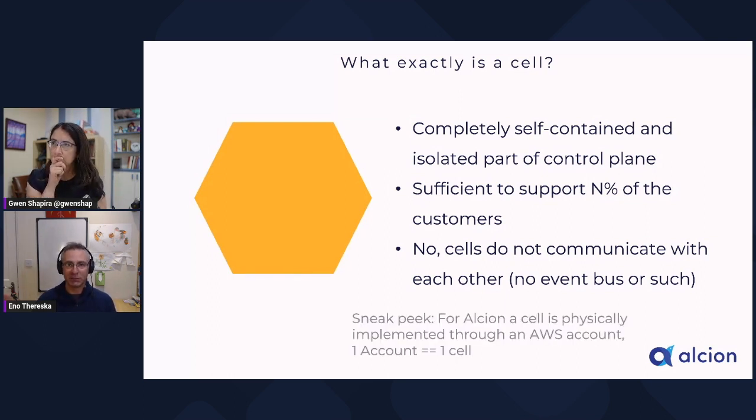Now, I want to give a sneak peek so this doesn't get super theoretical. For Alcion, a cell is physically implemented simply through another AWS account. We run Alcion on behalf of the customer. The customer doesn't need to run anything, but we have a lot of accounts in the backend. There are other ways to do this, like a cell through VPCs and things like that, but we do it through an AWS account where one account is one cell.